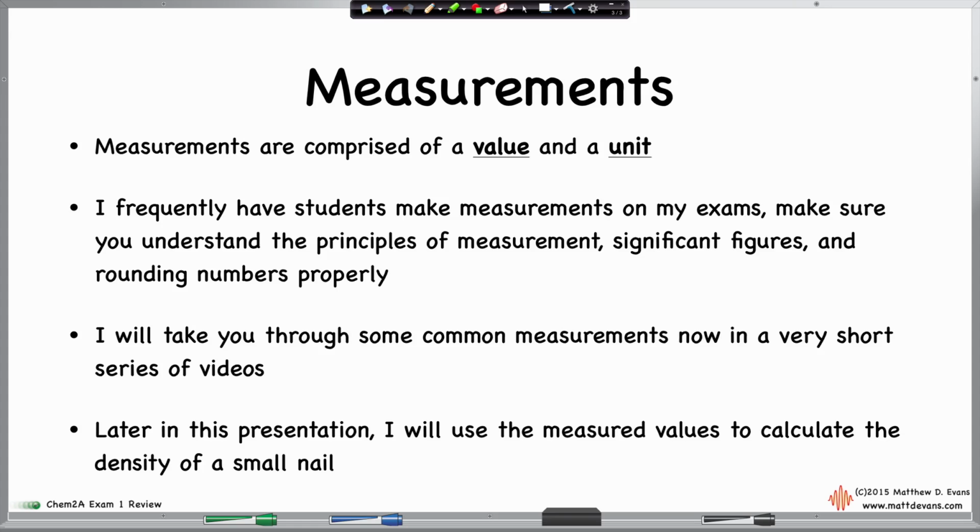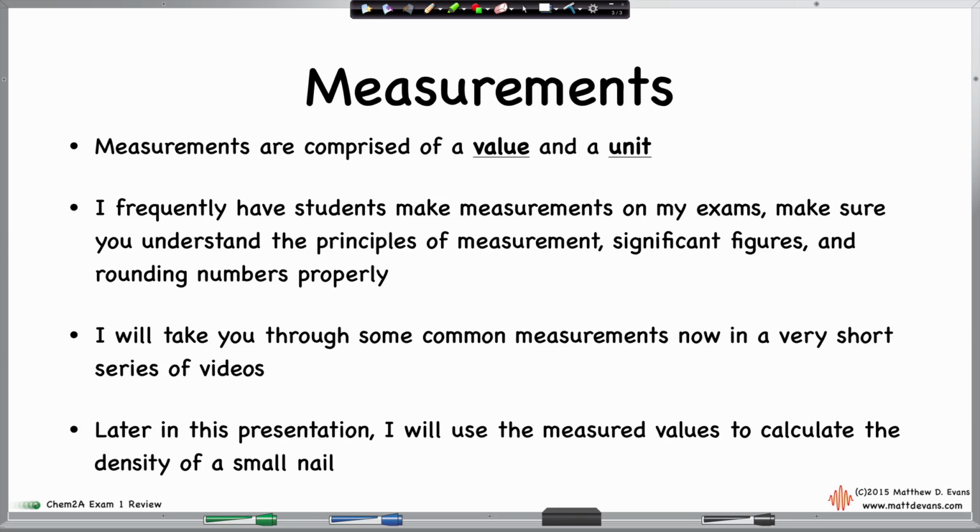Now, on tests, I frequently do this. I'll make you do measurements. I usually draw pictures of thermometers, rulers, that kind of stuff. And I want to make sure that you are measuring things with the correct number of sig figs. It's all about the sig figs. We may disagree about a digit or two because of the estimation of the last digit, but nonetheless, we should all agree in terms of how many sig figs a measurement should have. And of course, once we start doing calculations with measurements, then we have to round numbers properly too.